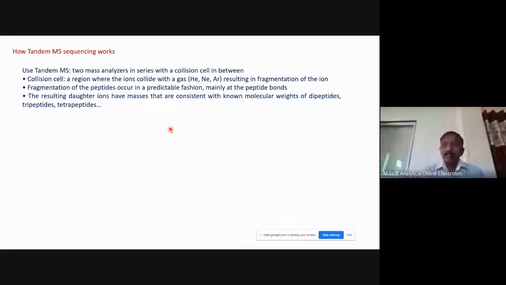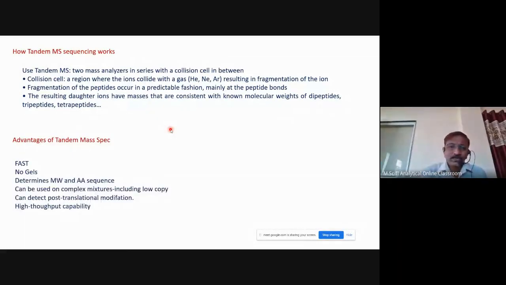Mostly we know that the structure of protein is very complex, and it is very difficult to find out. But by using tandem mass spectrometry, it is very easy to find out the sequence. So no doubt it is very fast. No gels are required, determining the molecular weight as well as allowing sequence formation. Then it can be used on complex mixtures, including low copy. Then post translational modification can also be detected, and it has high throughput capability. No doubt it has certain advantages.